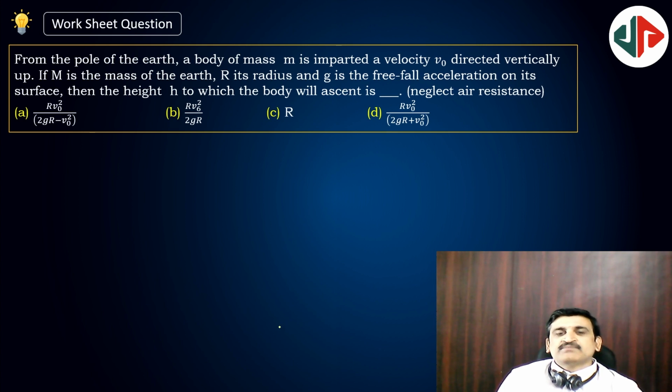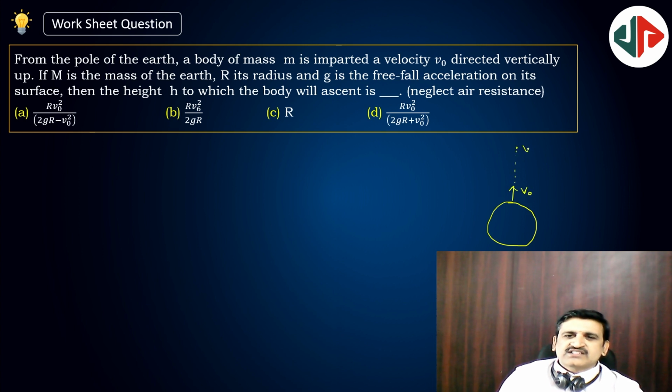A body is imparted velocity v0, so it attains a height h. Suppose you go for the law of conservation of energy, that will make some sense. Suppose this is the earth surface and you are imparting the body a velocity v0. So on reaching the maximum height, the final velocity will become 0.